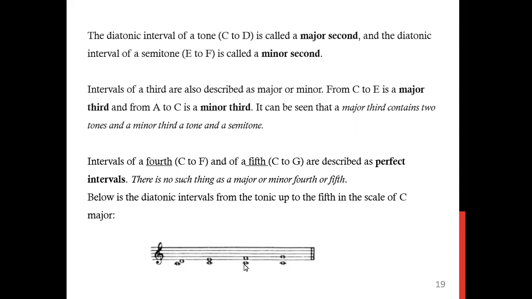And then between C and what is the next one? The first one in this one is C, but the next one is what? What's the name of this note? F. All right. So the interval here is what? It's a perfect interval. There is no major or minor fourth. That was what I just finished saying. Maybe you forgot. When you come to fourth and fifth intervals, you don't have minor or major. So just say perfect fourth, perfect fifth. The last one is a perfect fifth as well. Okay, let's move on.